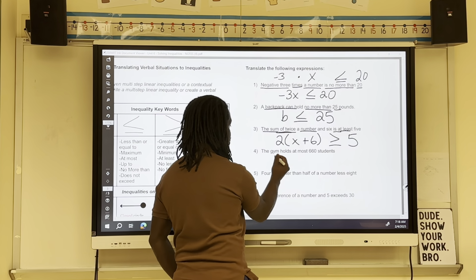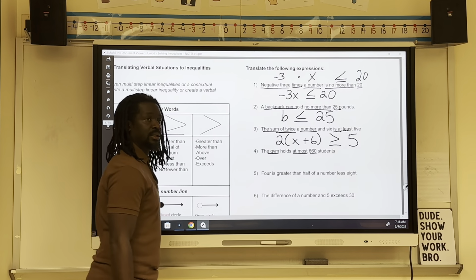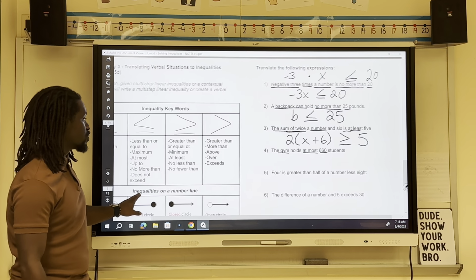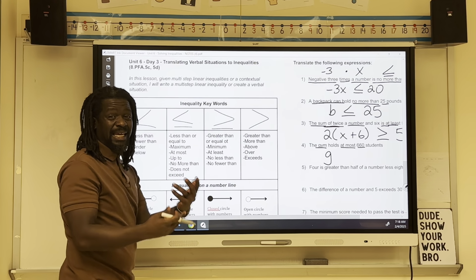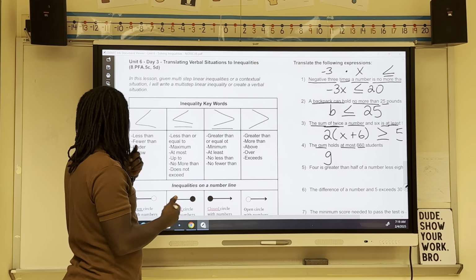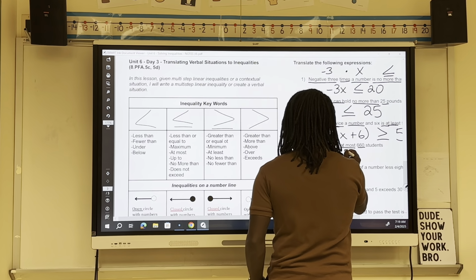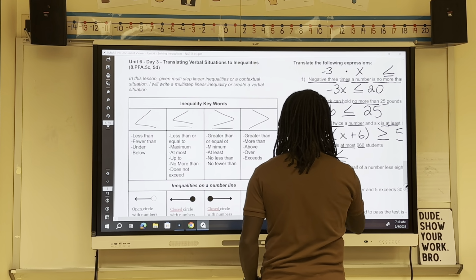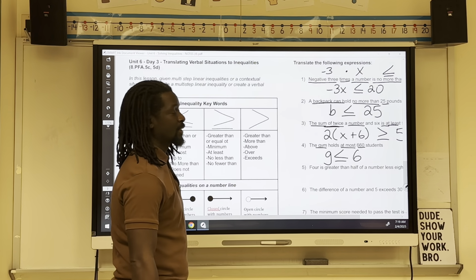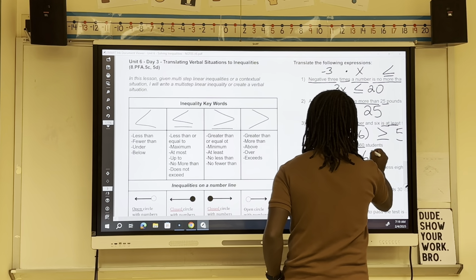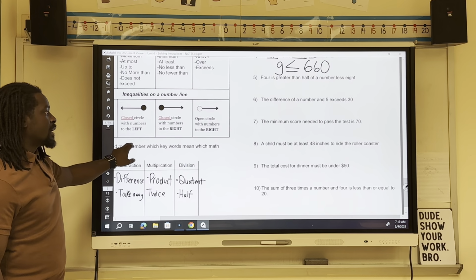So the gym, right, holds at most 660 students. So, gym, G, okay, again, I'm picking G. I could pick any letter, right? But the gym holds at most, okay? At most. That is greater than or equal to. I'm sorry, that is less than or equal to 660 students.